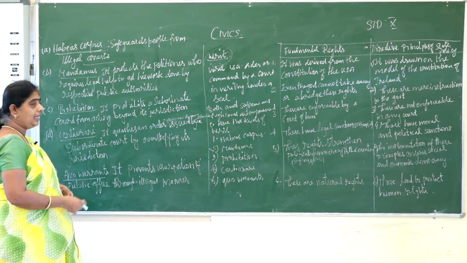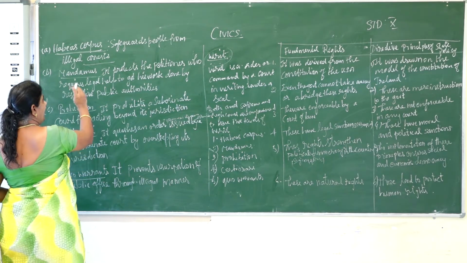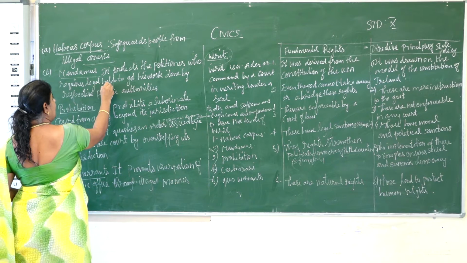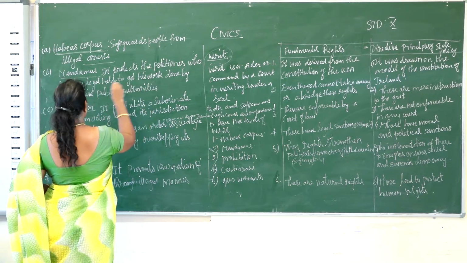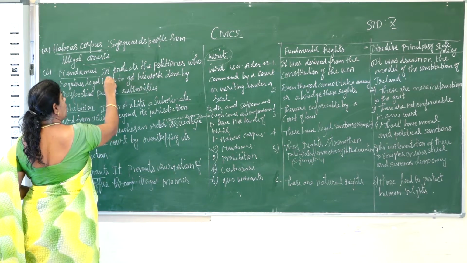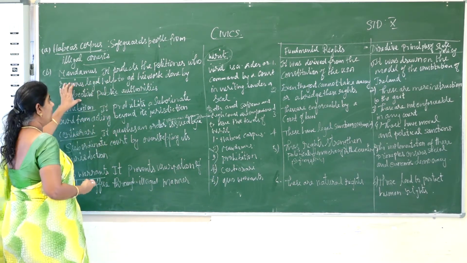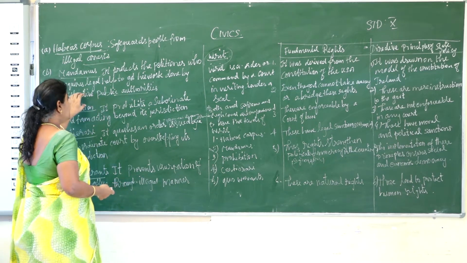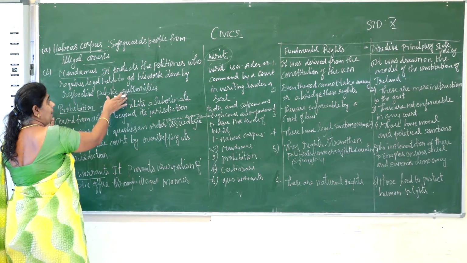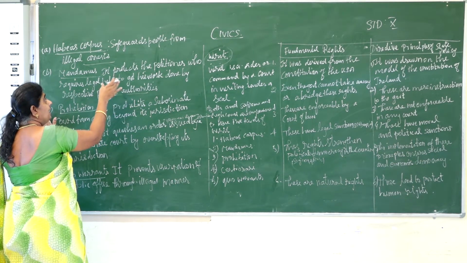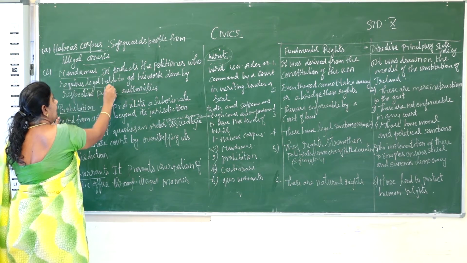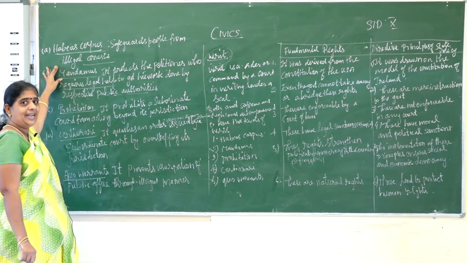Then next is mandamus. What is mandamus? It protects the petitioner who requires legal help to get his work done by the respective public authorities. A petitioner can get help from the court. For example, if the public authorities have to complete their work and there is any problem with that, the petitioner can approach the court for legal help. That is what mandamus is.